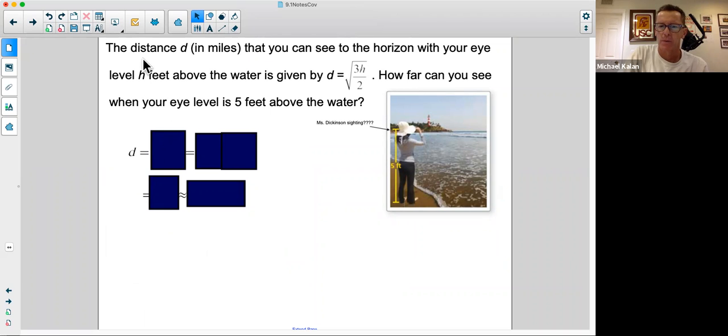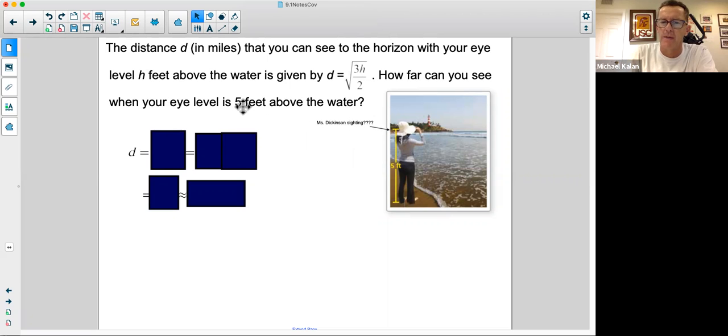Let's take a look at this word problem, because this one we can do. Okay, the distance d in miles. Oh, it's Miss Dickinson. How about that? Oh my gosh, in the lighthouse. The distance d in miles that you can see to the horizon with your eye level h feet above the water is given by the formula d equals the square root of 3h over 2. Don't worry, don't have to memorize this. It's just part of the word problem. How far can you see when your eye level is 5 feet above the water?